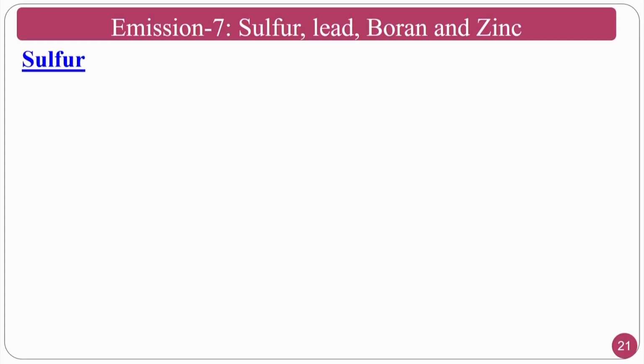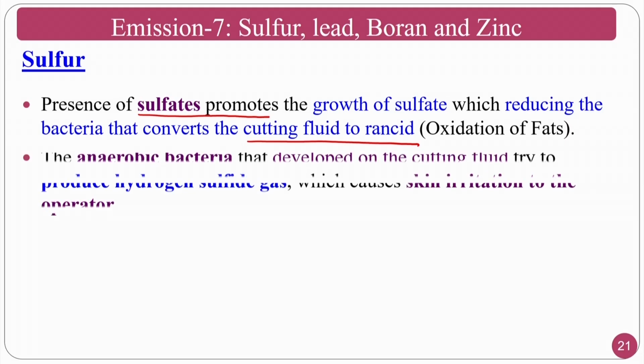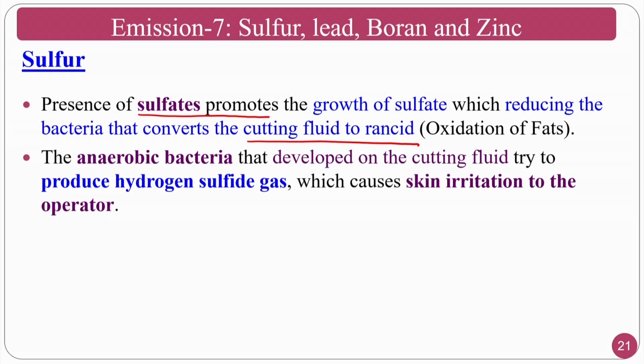Sulfur, lead, boron and zinc are the other emissions. Presence of sulfates promotes the growth of sulfate-reducing bacteria that turns the cutting fluid rancid. Normally these are all biocides. Anaerobic bacteria that develop on the cutting fluid produce hydrogen sulfide gas, which results in skin irritation. Normally the sulfur and these things cause skin irritation to the operator.